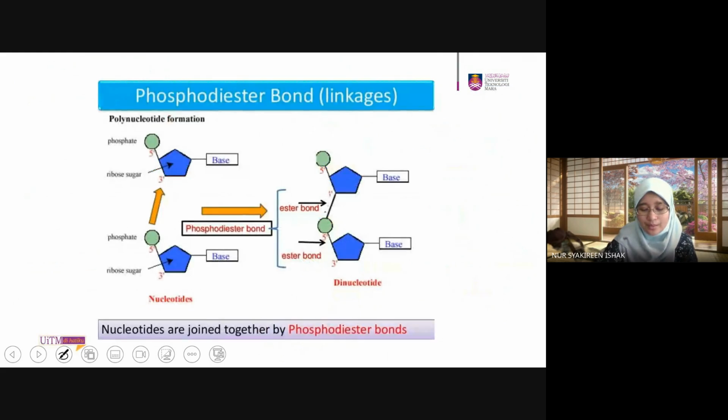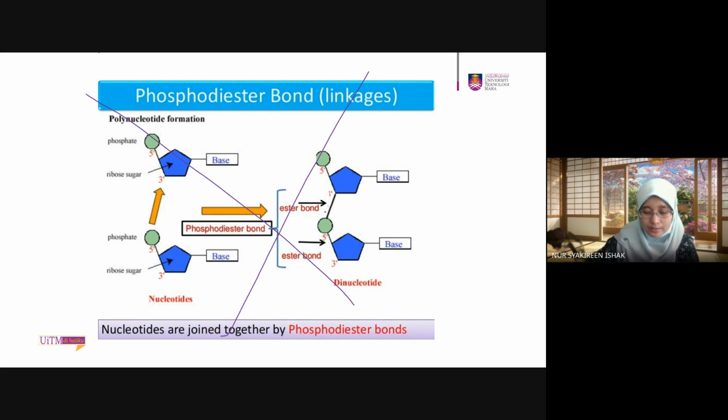If you have this slide, please remove this slide. Supposedly, the labeling of this phosphodiester bond is incorrect.